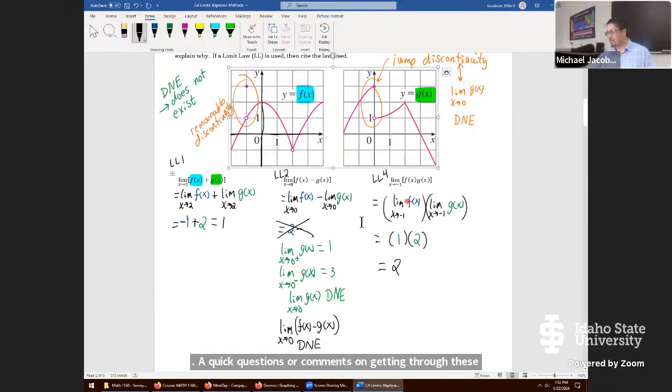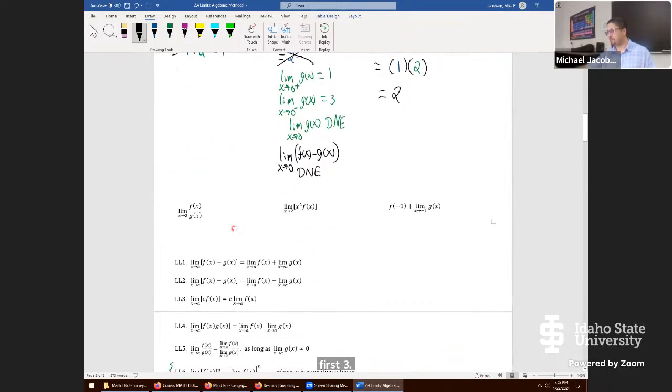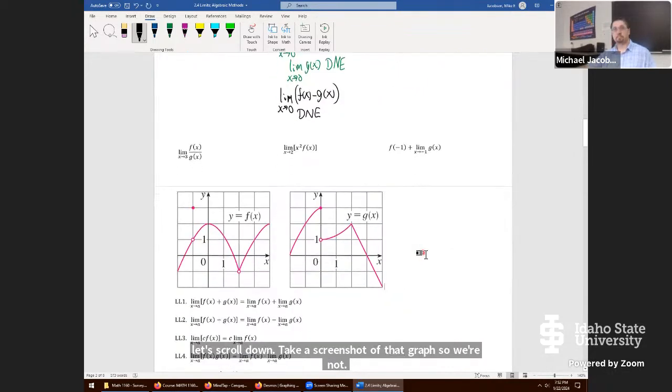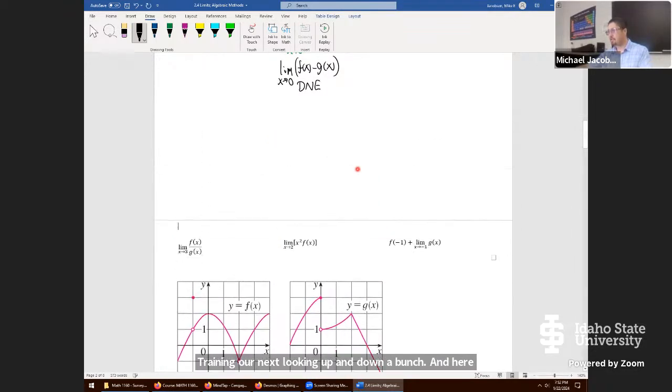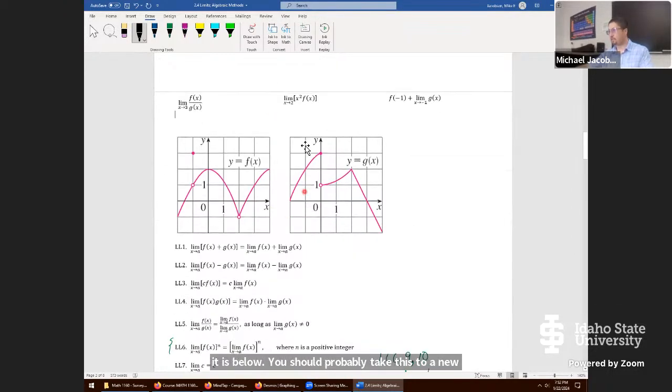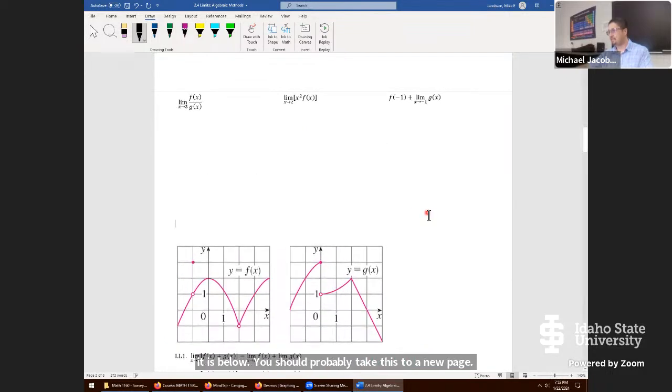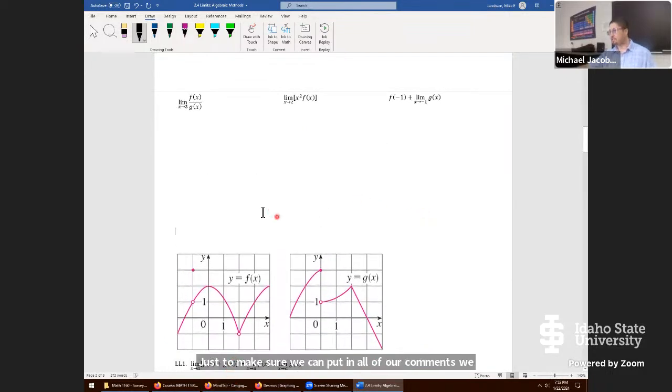Okay, let's scroll down. Take a screenshot of that graph so we're not craning our necks looking up and down a bunch. And here it is below. We should probably take this to a new page just to make sure we can put in all of our comments we might want. And so same exact instructions, same functions below, but different limits.